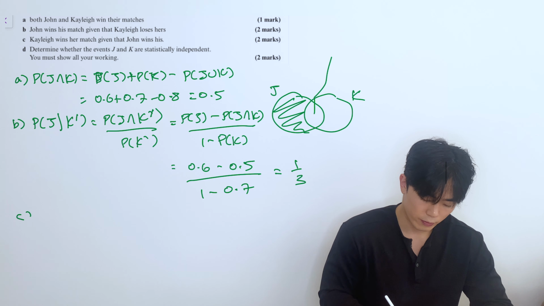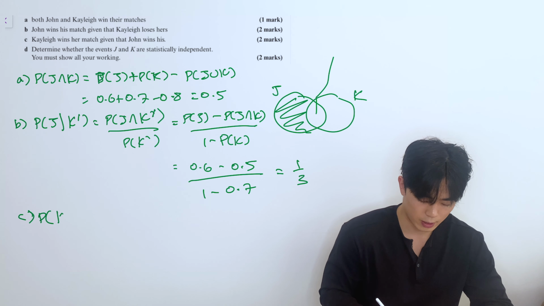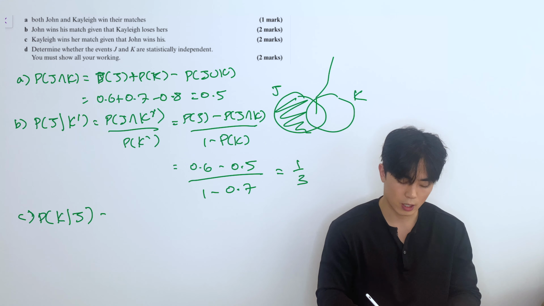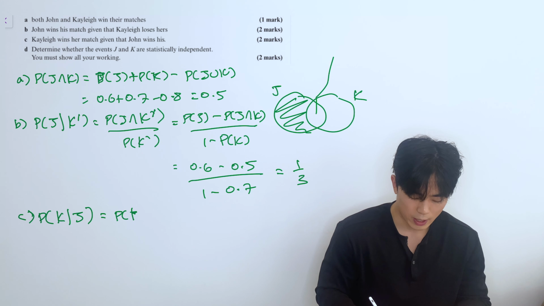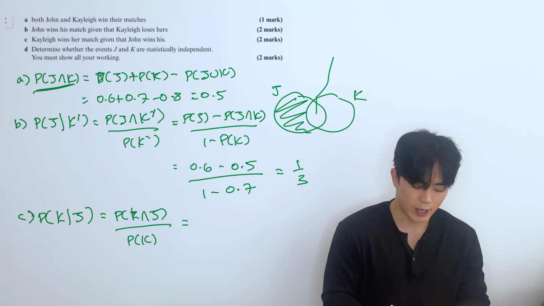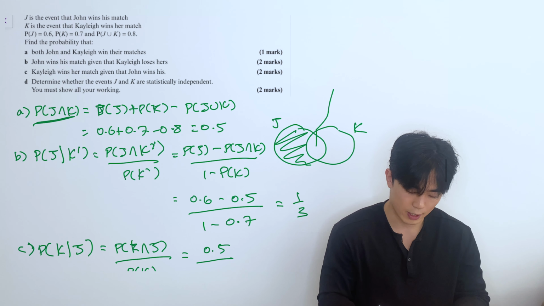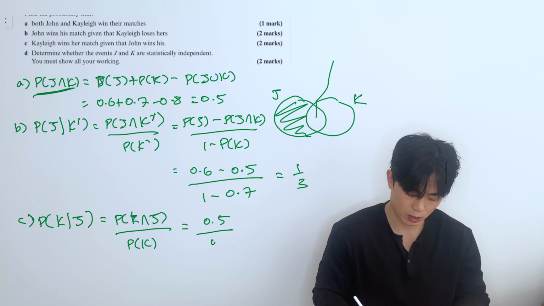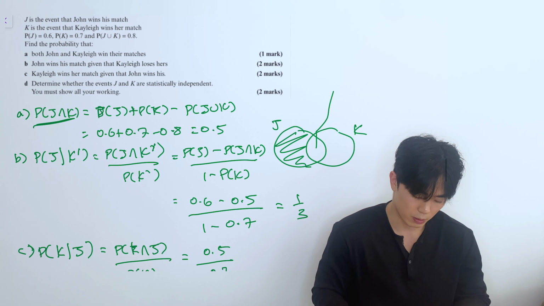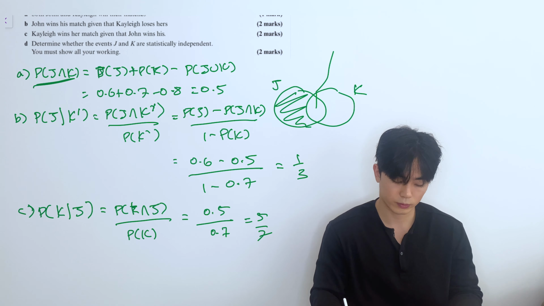Part C, find the probability that Kaylee wins a match given that John wins his. So we're trying to find probability of K given that J wins as well. So probability of K given J, which is the same thing as probability of K and J over the probability of J. Just make sure you get the order right. K and J is the same thing as J and K in part A. So it's 0.5 over John winning his, which was 0.6, so we're going to get 5 over 6.